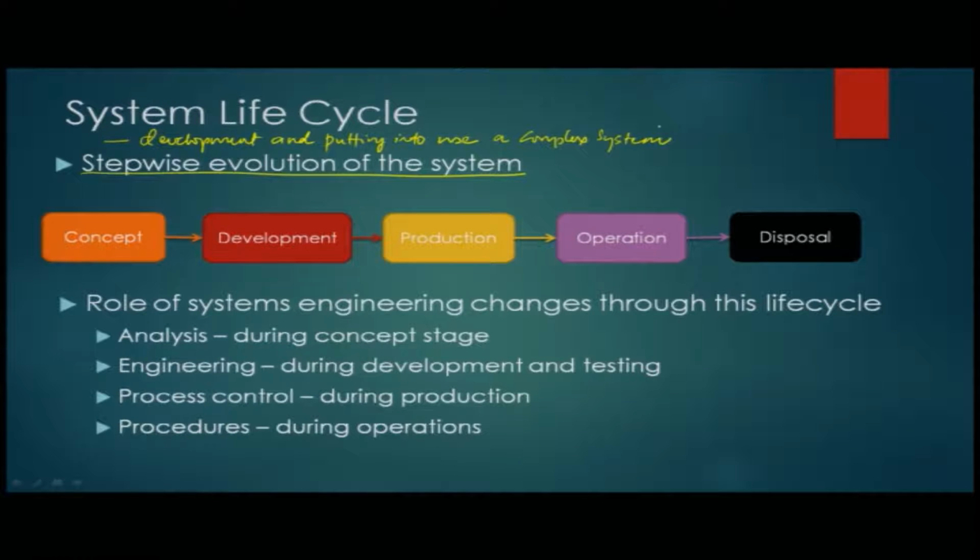So developing and putting into use a complex system takes many steps, and it evolves through different steps. But the major requirement of this is, if you want to develop and put into use a complex system, it needs significant resources commitment. It requires time, it requires money, it requires man, it requires materials, it requires methods. So many resource commitments are required as part of a complex system development phase. So this is the reason why the system development is done in a stepwise manner.